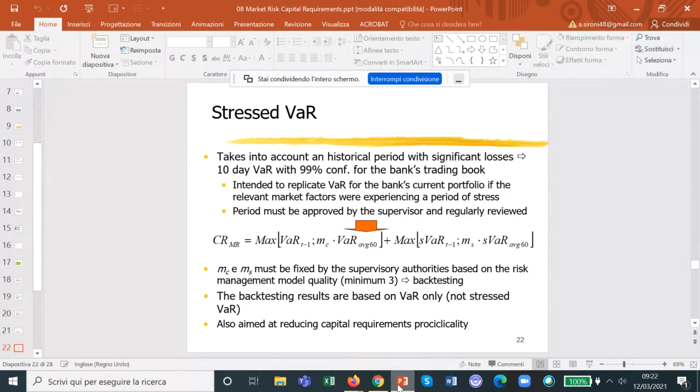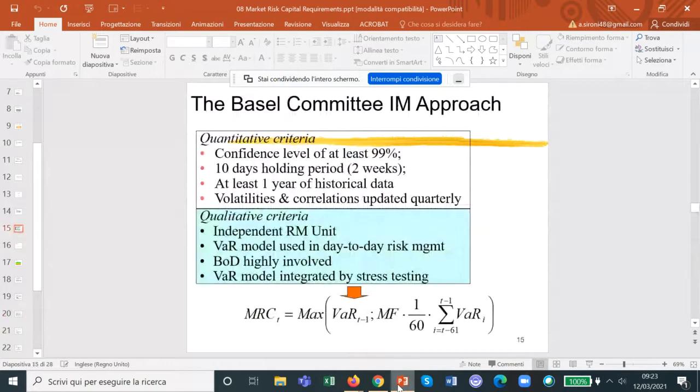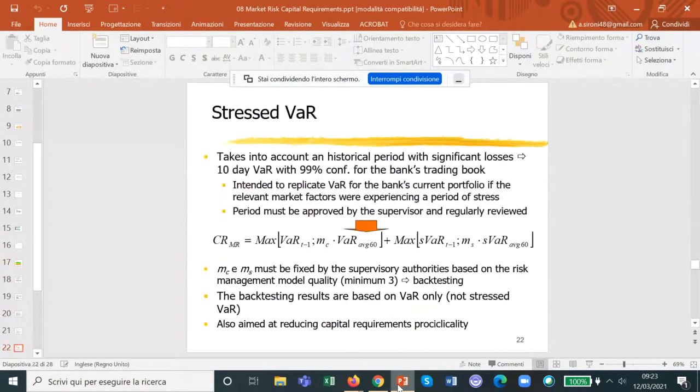Basically, if you look at the equation in the middle of the slide, you see that the first part of the equation is exactly what we saw here, okay? Basically, it says the capital requirement for market risk is equal to the larger between the value at risk of the previous day and a multiplying factor m times the average value at risk of the last 60 days, okay? This is exactly what we saw before, okay?